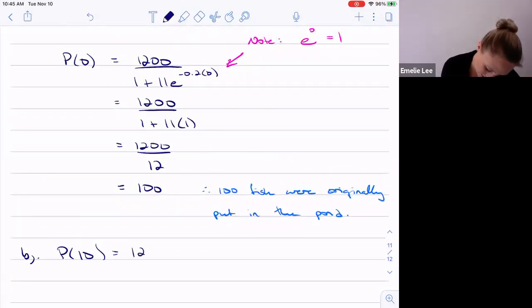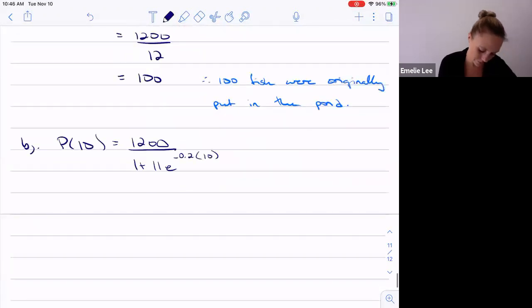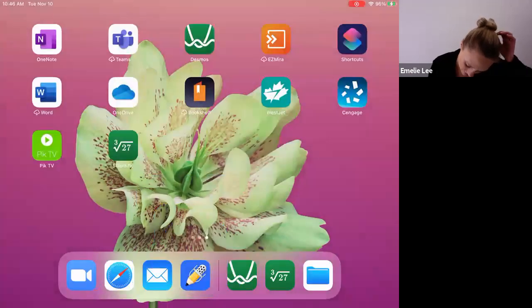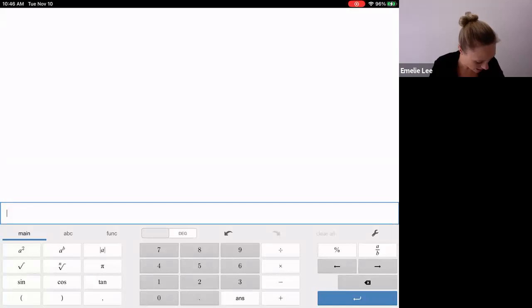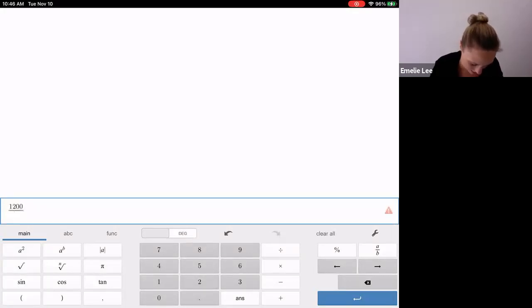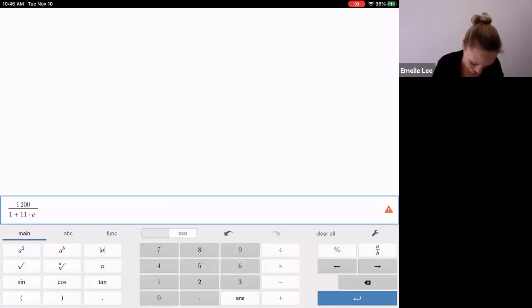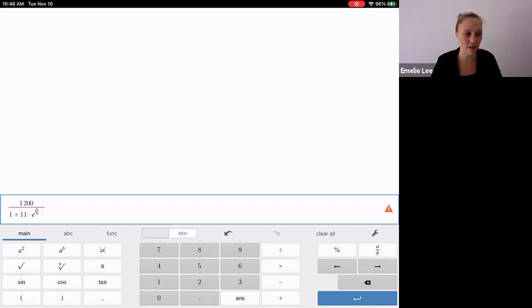again, I'm just going to use that equation that I developed, 1,200 divided by 1 plus 11 e to the negative 0.2 times 10. So now I guess I can use the Desmos one. It's not as clean, but that's okay. What did we have? We had 1200 divided by everything in the denominator, 1 plus 11 times e, which is in the functions, e to the power of, and I'll put it all in brackets just to make sure I have it all, negative 0.2 times 10 and bracket. I'm at roughly 482.1817.